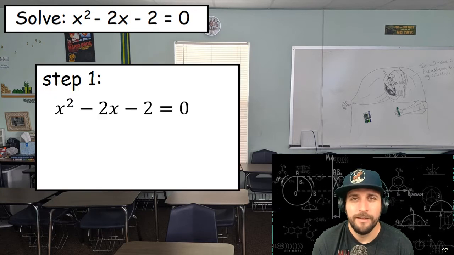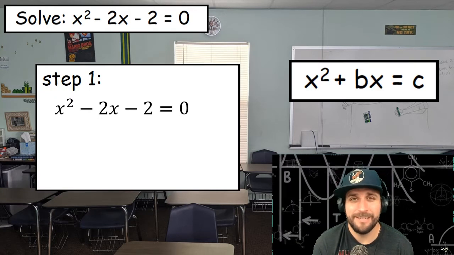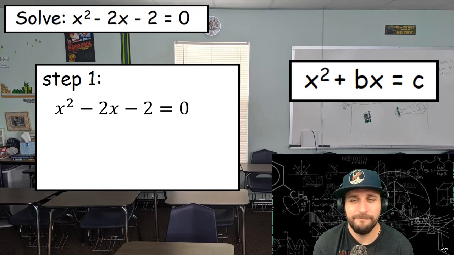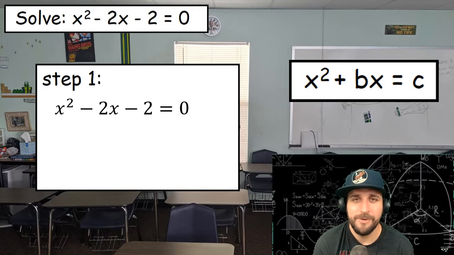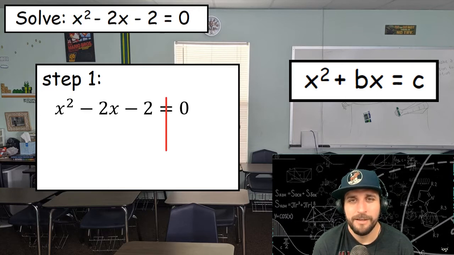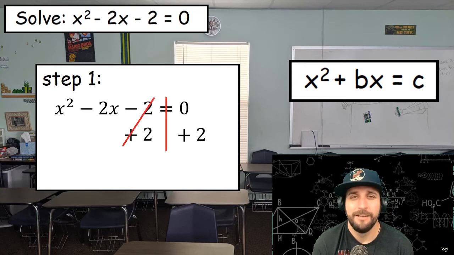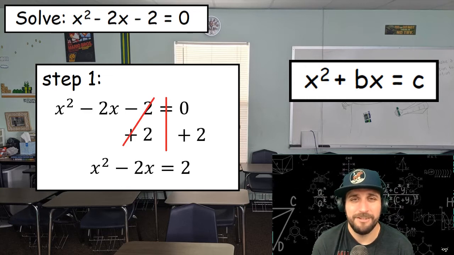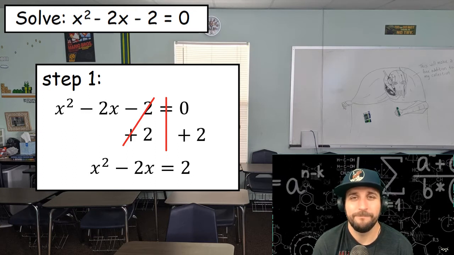On B, x squared minus 2x minus 2 equals 0. Step 1, it is not written the right way. We want it x squared plus bx equals c. So in order to make our problem look the way we want, we have to get rid of that minus 2. To get rid of subtraction, we use addition. So we add 2 to both sides. So now my problem is x squared minus 2x equals 2, which is better what we want. Step 1 done.